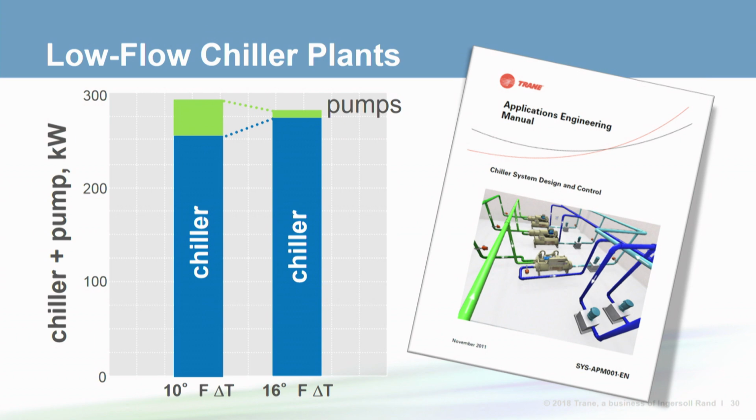But in many applications, the system energy, the energy used by both the chiller and the pumps, will be less. It's a trade-off, more chiller power for decreased pump power. Some claim that reducing flow rates and expanding temperature differences is only for new systems. As we'll see, this concept can also work well in system retrofits.